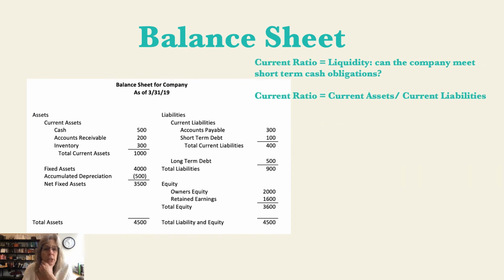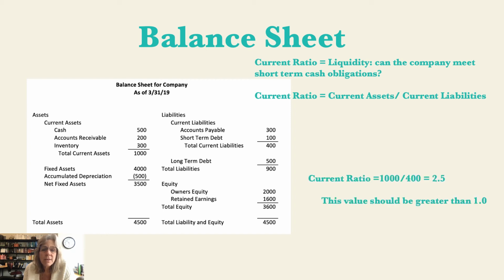Another ratio we might want to look at is a current ratio, which expresses the liquidity of the company. Can the company meet its short-term cash obligations? So we look at current ratio by taking not the difference like we did in working capital, but the ratio of current assets to current liabilities. So in this case, we want this number to be greater than 1. For us in this calculation, it's 1,000 divided by 400, or 2.5. So we can just see, yeah, this is pretty good. They will be able to meet their current obligations.